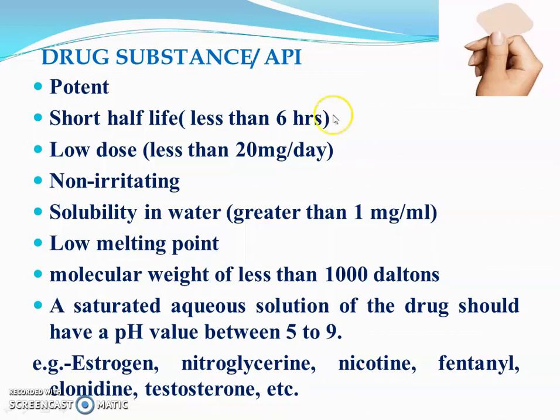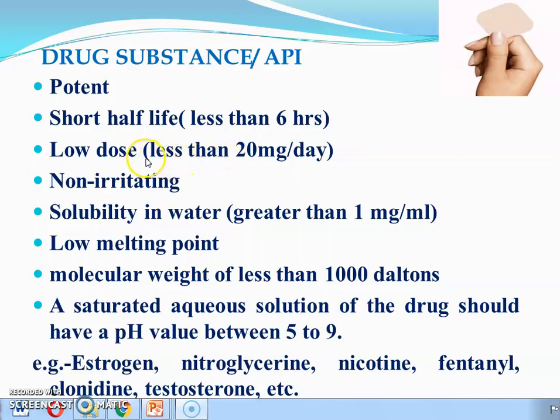Then the first component, it is a drug substance, or it is an API. So the drug which should be selected in the designing of transdermal drug delivery system, it should be a potent one. Potent means in a small amount of dose, it gives the better pharmacological activity. It should have a short half-life, about less than 6 hours, so that we can prolong the release of the drug from the formulation up to the 24 hours.